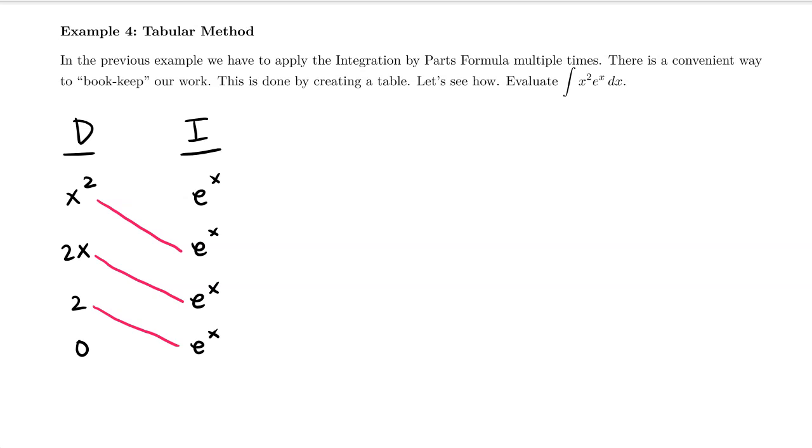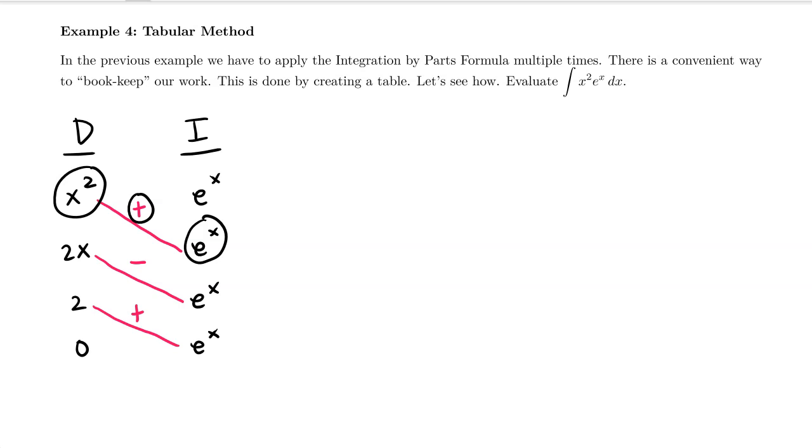And then along these diagonal lines, we're going to alternate starting with plus, minus, and then plus, and we continue that process until we can't go any further. So you might already see the pattern because we had the answer in the previous example. Now we want to multiply the 2 things on opposite ends of the diagonal line. So I'm going to multiply x squared times e to the x, and then the thing in the middle designates whether we're adding that or subtracting that.